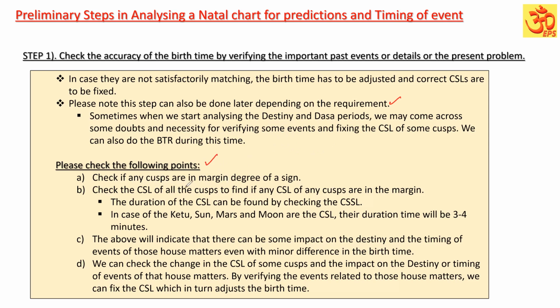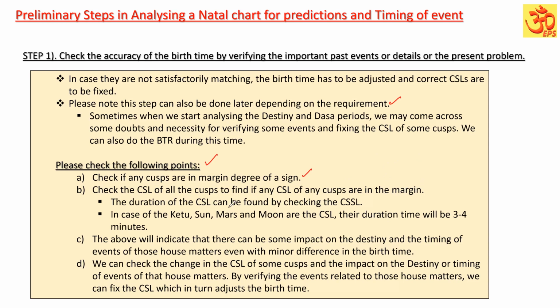Check if any cusps are in margin degree of a sign. I will show in the example chart. And the next point, check the cuspal subplot of all the cusps to find if any cuspal subplot of any cusps are in the margin. Sometimes the cusp itself will be in the margin of one sign, and sometimes some sublords will be in the margin. How to check it, I will explain.